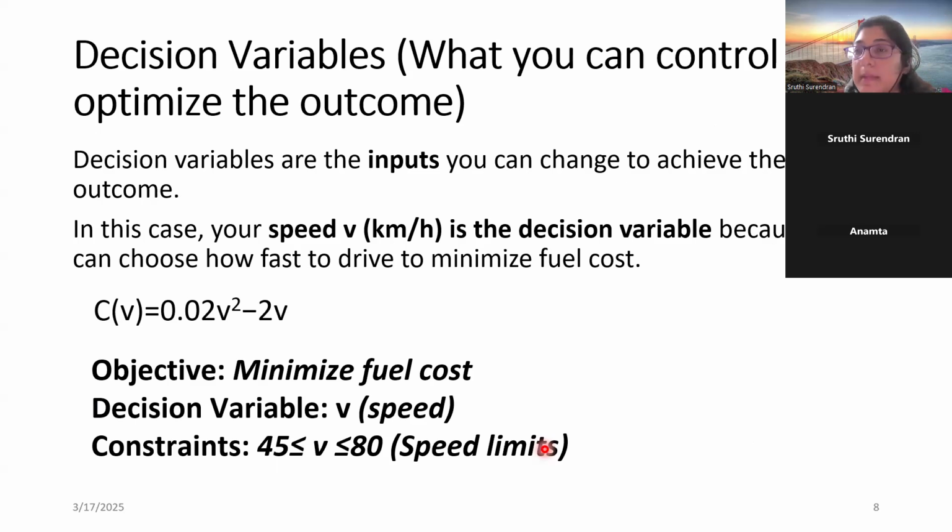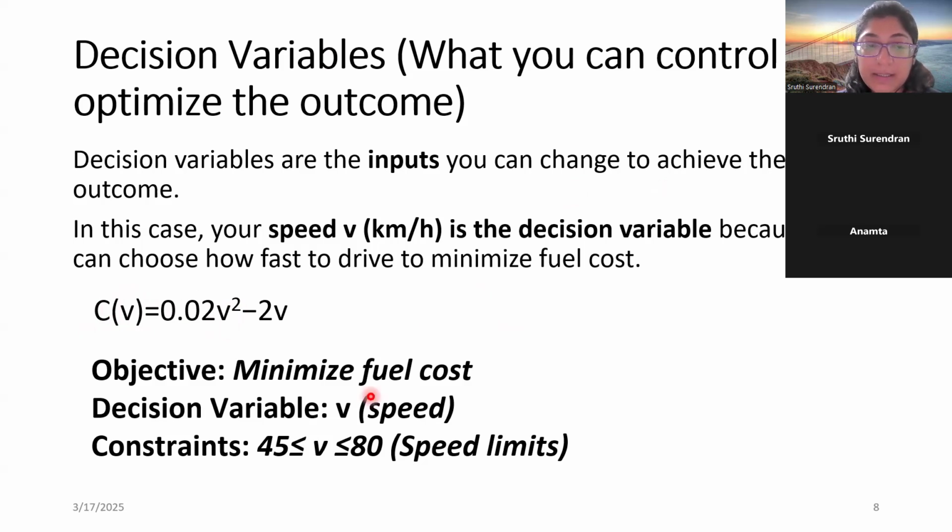Decision variable is nothing but the variable that is affecting the objective function. So it is the velocity or the speed of the vehicle that is affecting the function over here. If you increase the speed, this value of c is going to change. If you decrease the speed, the value of c is going to change. So what variable is the function dependent on? That is called the decision variable. So decision variables are the inputs you can change to achieve the best outcome.